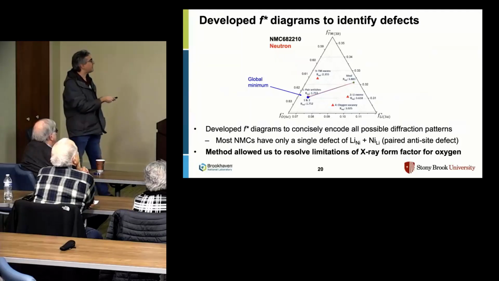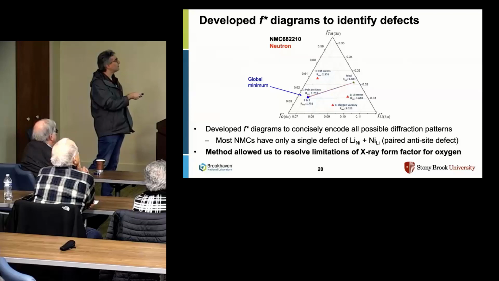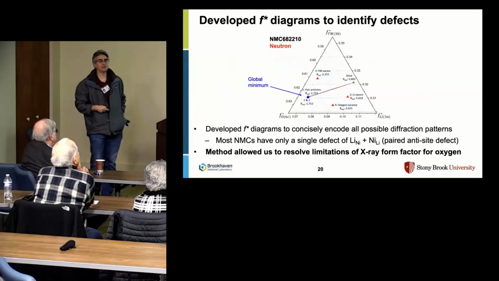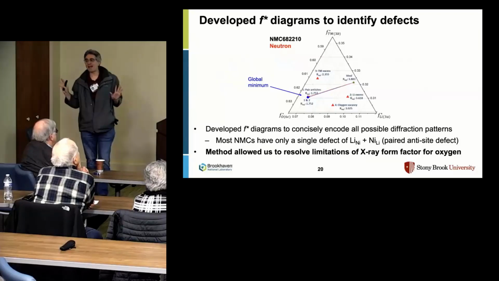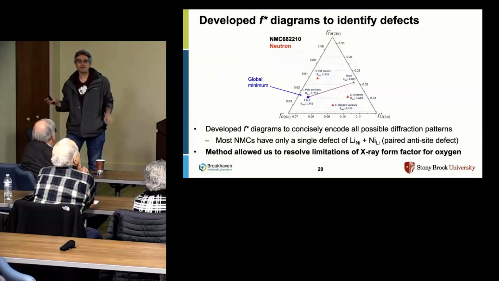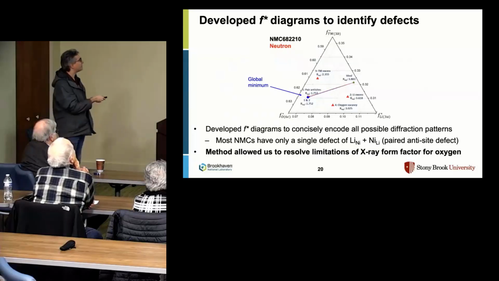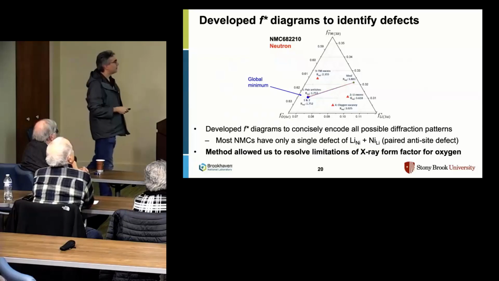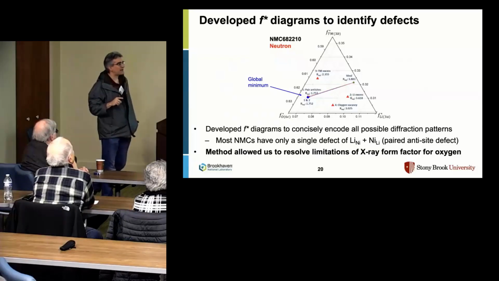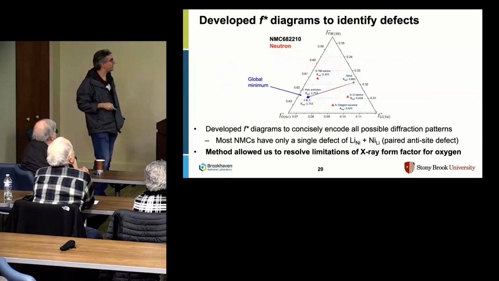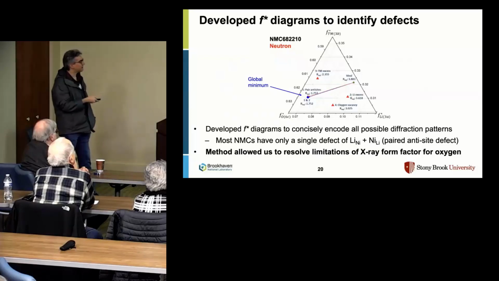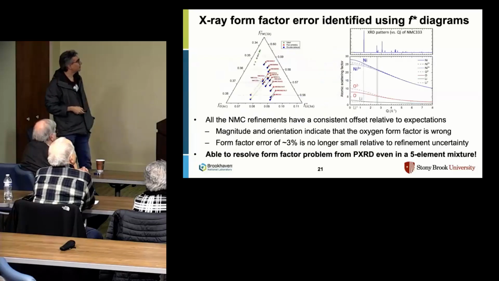And in a dozen samples, we found the global minimum in the neutron data was this one defect, the paired antisite defect. So we know this is the dominant defect. It's not an accident that they're all, 99% of the improvement in the refinement comes from paired antisite. So we had a lot of confidence in this defect. But the X-ray data did not tell us it was almost all paired antisite defects. And that allowed us to see some limitations in the X-ray treatment.